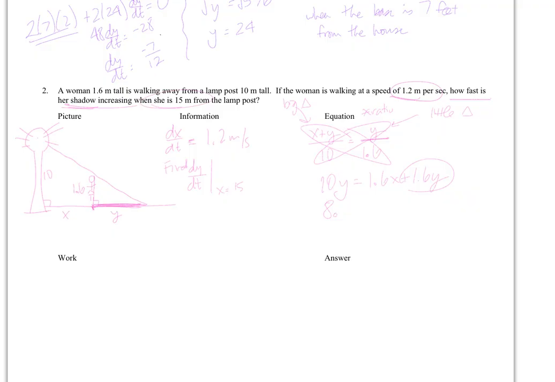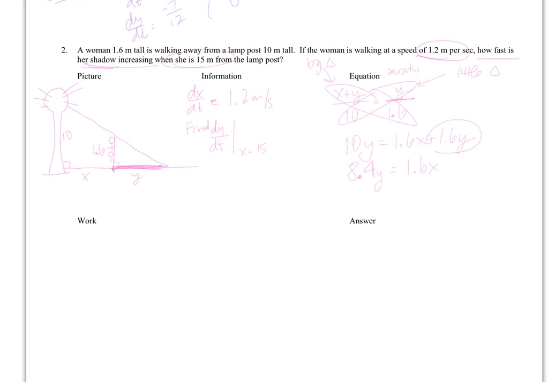So 8.4y is equal to 1.6x. Okay, now again, that is a static ratio. It's a proportion. But over here, when I take the derivative, I will put it in motion. So 1.6 dx/dt, right? I did the derivative of this side, is equal to 8.4 dy/dt.